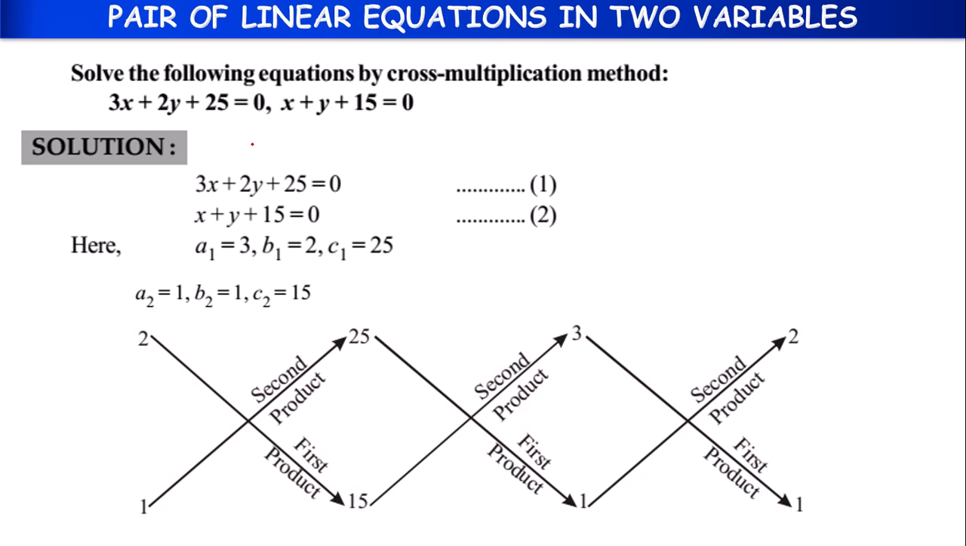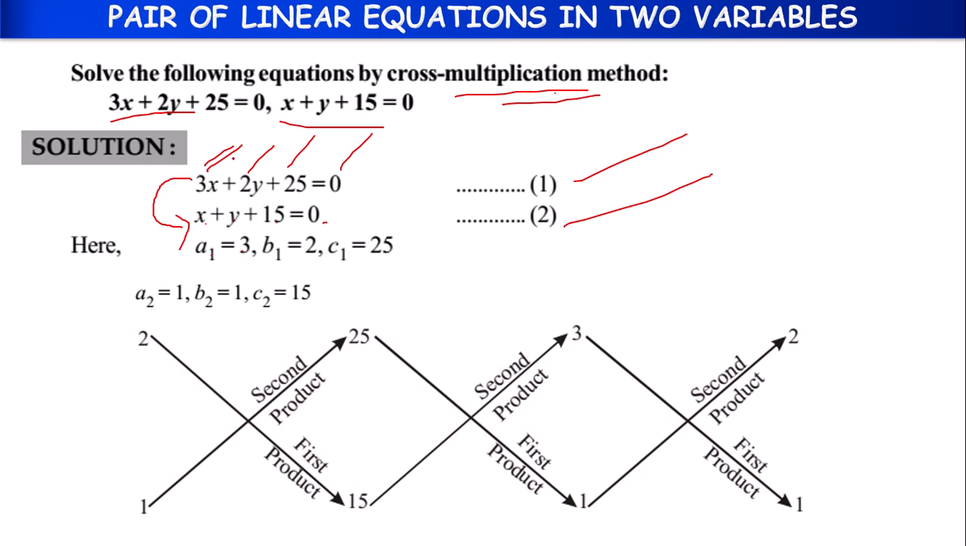Now children, let's try to solve this. These two equations are to be solved by the cross multiplication method. Let's take 3x plus 2y plus 25 equal to 0, first equation. x plus y plus 15 equal to 0, second equation. Let's take the values of a1, b1, c1, a2, b2, c2. From the first equation, a1 is 3, b1 is 2, c1 is 25. From the second equation, a2 is 1, b2 is 1, c2 is 15.